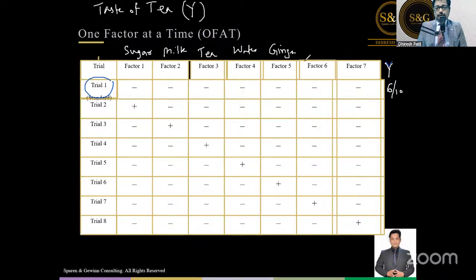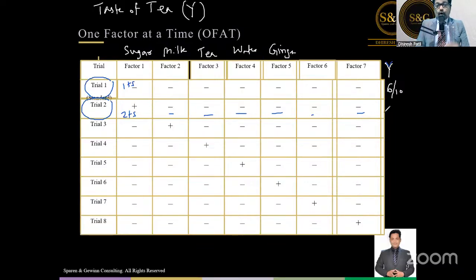I'm just giving you an example. Okay. Then in the second test, in the second run, this one, trial 2, they will change one factor. They will keep all the other factors at the same setting. Only one factor will be changed, which is the first factor. So instead of 1 tablespoon sugar, now they will add 2 tablespoons sugar, and the rest will be kept constant. That's why it's called one factor at a time.